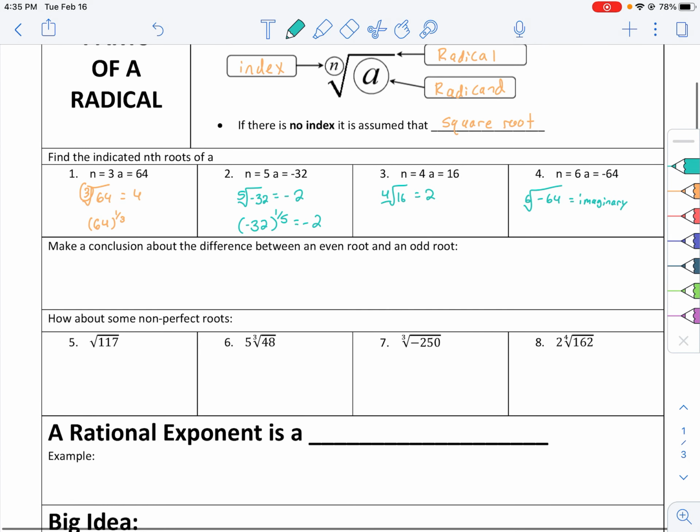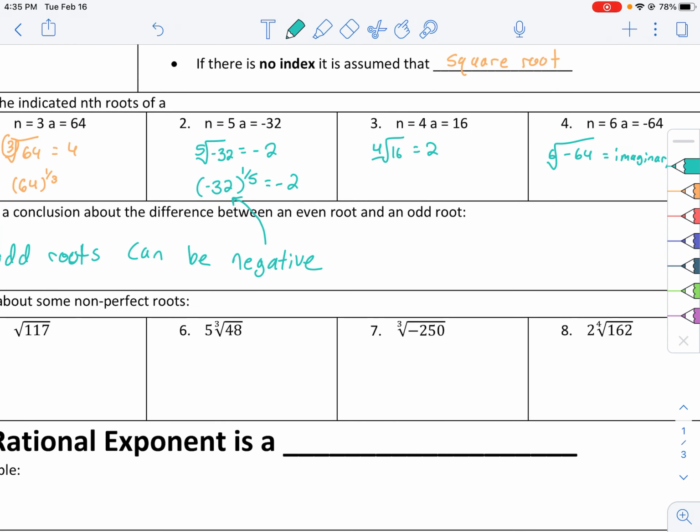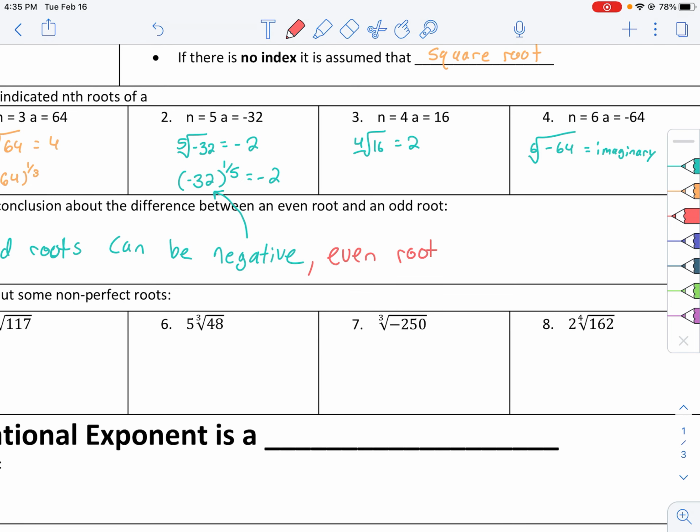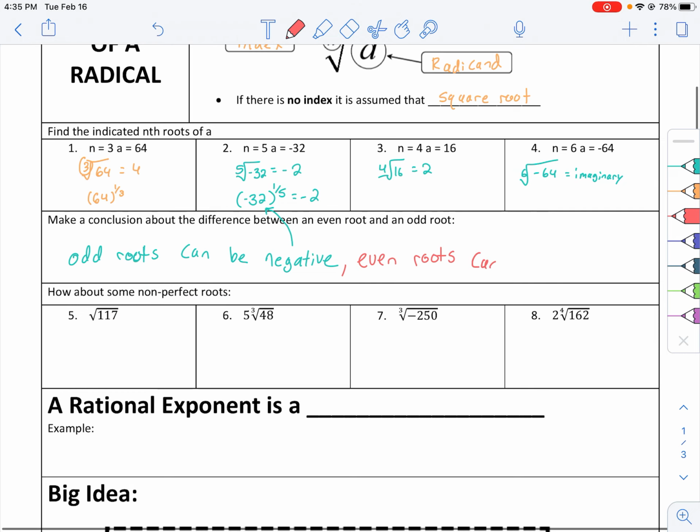So let's make a conclusion about the differences between even roots and odd roots. So odd roots can be negative. As you saw right here, we took the 5th root of negative 32, versus even roots. Even roots cannot be negative. As you can see, if we do an even root that's negative, it's going to give us an imaginary number.